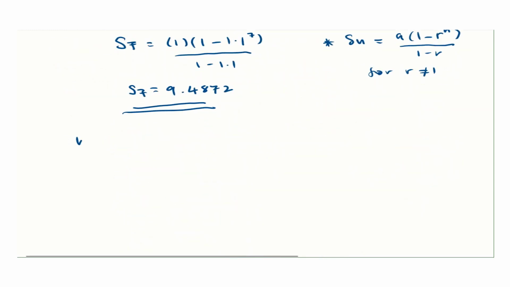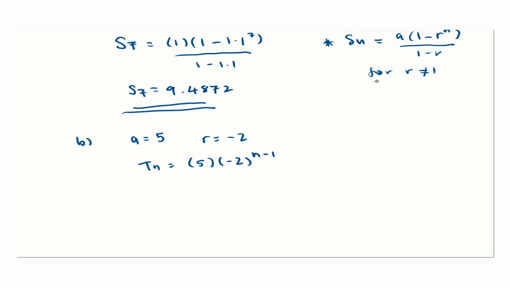So for question B, a is 5 and r, which we found earlier, is negative 2. So we already know our general term is Tn equals 5 times negative 2 to the power of n minus 1. This means the number of terms is n.